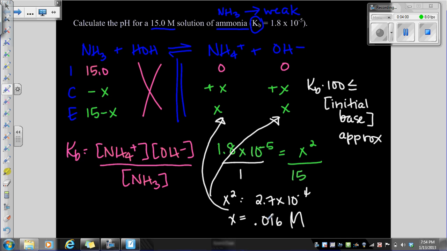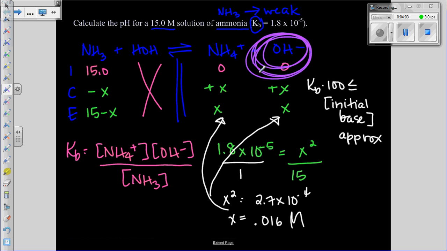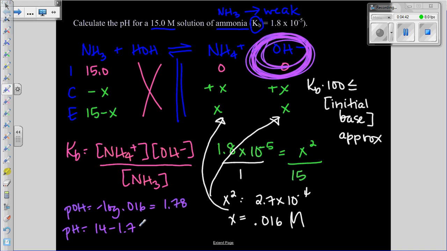So to get to pH, I have to remember that this is hydroxide ion concentration. So I can do pOH first. Let's do it that way on this one, and then I'll do it a different way on the other one. So pOH is going to be the negative log of the hydroxide ion concentration. So when I do negative log of that number, I get 2 sig figs here. I need 2 numbers past the decimal. So 1.78.